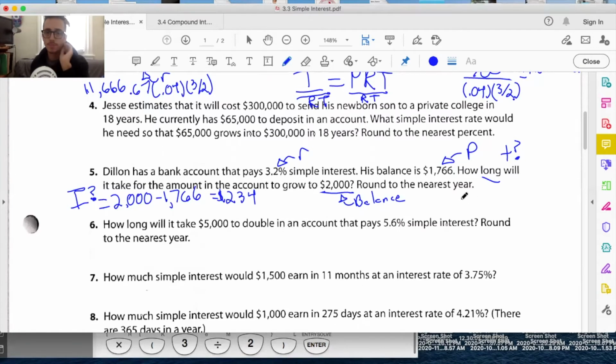interest. Okay. So now we have I. And recall that we have I equals PRT. We know P. We know our rate's 0.032. We know our interest is 234.